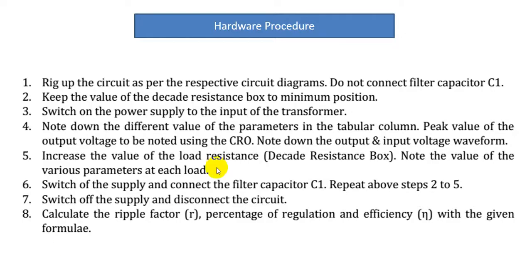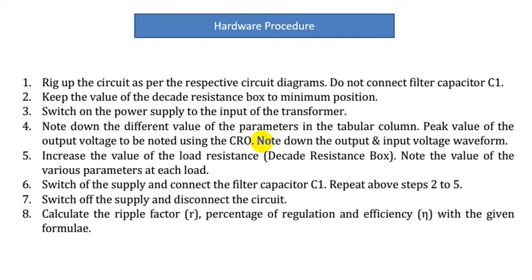In the hardware, the same way we are going to rig up the circuit, keep the decade resistance box initially at minimum position, then note down your voltmeter value, and from the CRO we want to observe the peak to peak ripple value, right? And first note down the Vm of the input signal. What is the maximum value of the input signal? So these 4 readings we have to take.